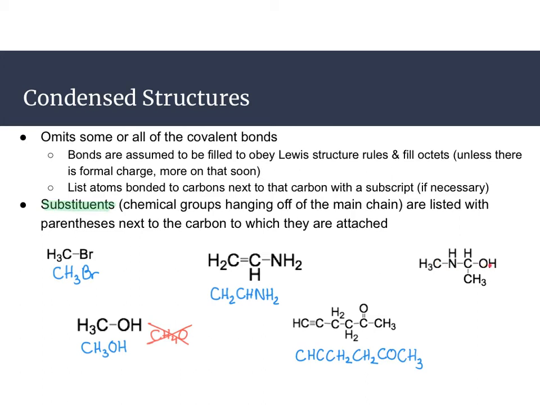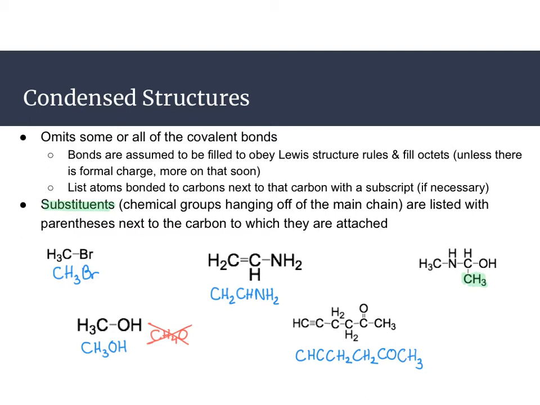So if we treat this right here as our main chain of atoms, then our substituent is this CH3 that's hanging off the end, right? It's bonded to the carbon instead of continuing, making this molecule a straight line. And so, like the bullet points above said, we're going to write that in parentheses.